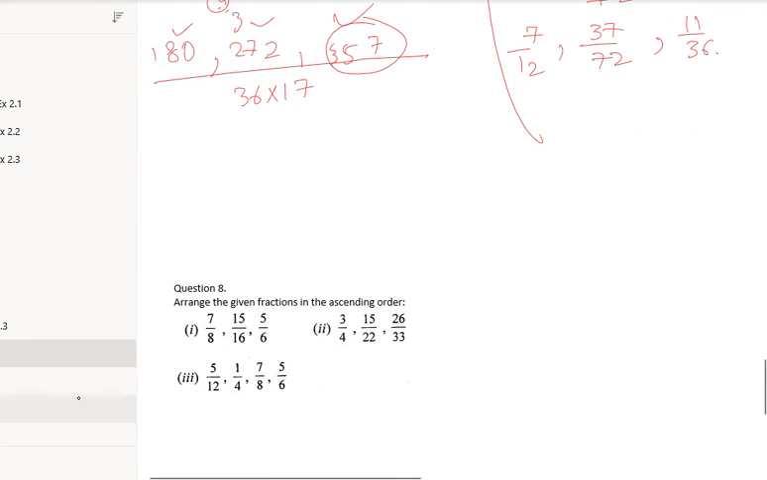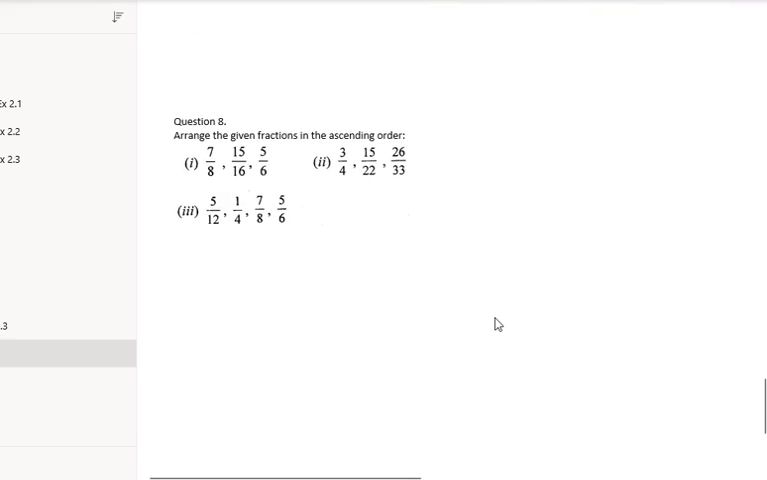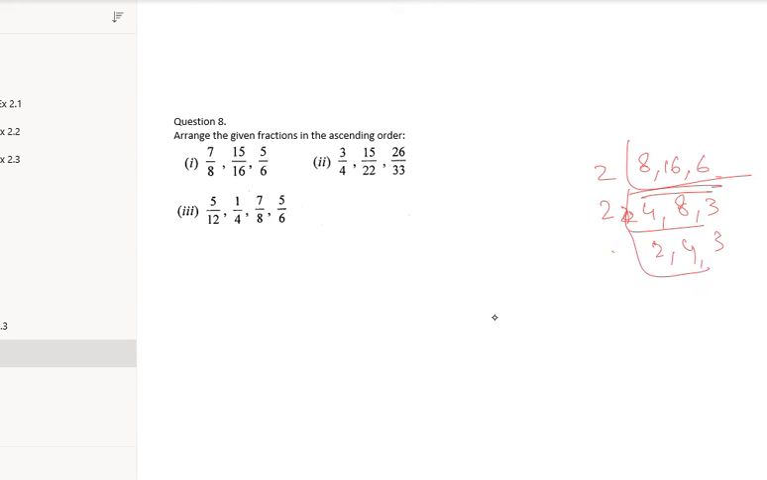Coming to the last question of this chapter, it is ascending order. So 8, 16 and 6. Let's find the LCM of this. 2, 4, 8, 3, 2, 2, 4, 3, again 2, 1, 2, 3, again 2, 1, 1, 3, again this is 3. So 16 threes are 48, which is the LCM.